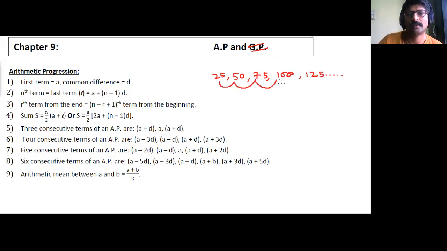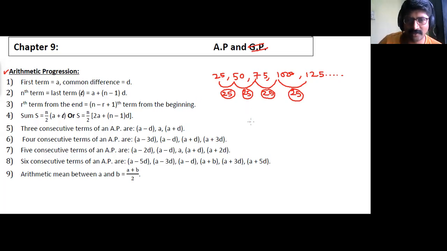Okay. Now, if you notice these numbers, they all have been added by 25. You understood? They all have been added by 25. So when the difference between the succeeding number and the preceding number is the same, then it is called arithmetic progression. If the difference is a constant, or the difference is the same in all the terms, then it is called arithmetic progression. Otherwise, it is not.